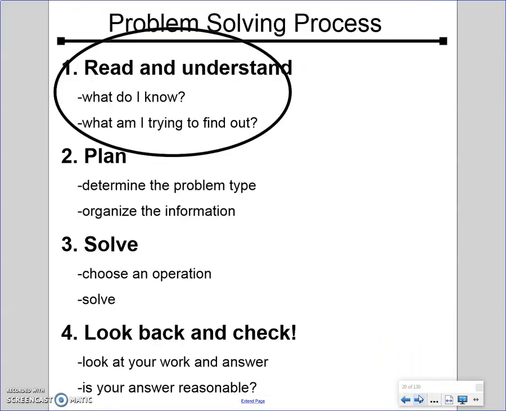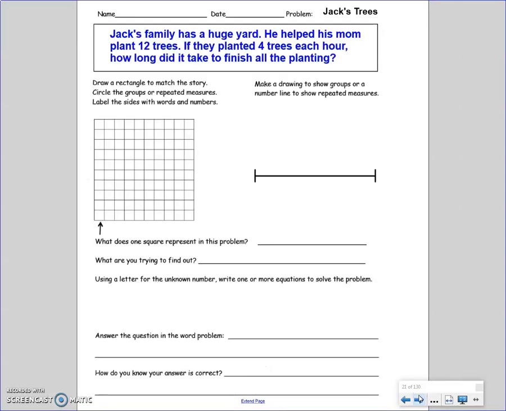Let's go ahead and read and understand this problem. Well, what do we know? One piece of information we know is that they planted 12 trees. And the other piece of information we know is that they planted 4 trees per hour. Of course, what we need to find out, what the question is asking, is how long did it take them to finish up all the planting?